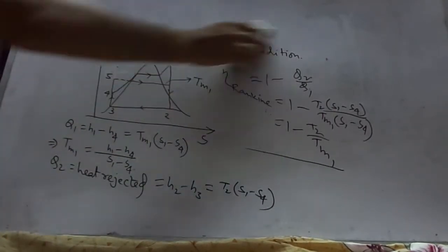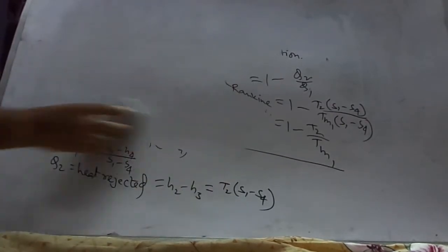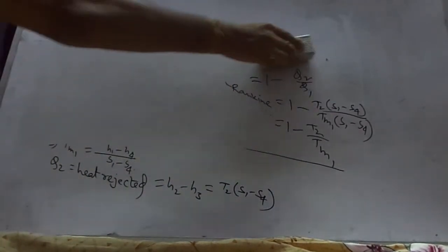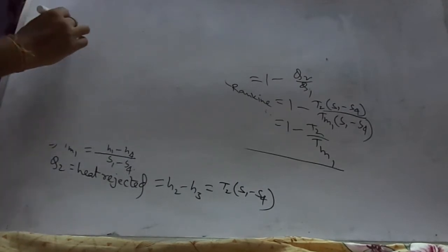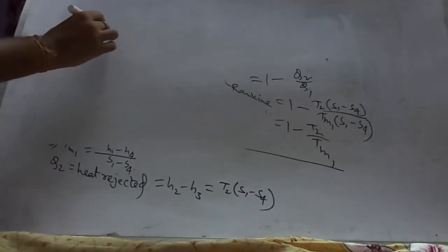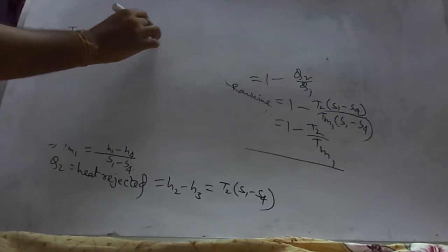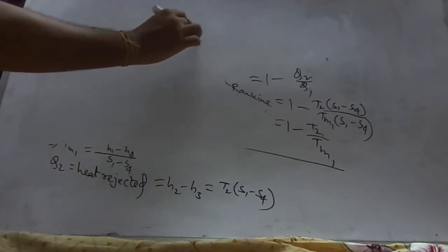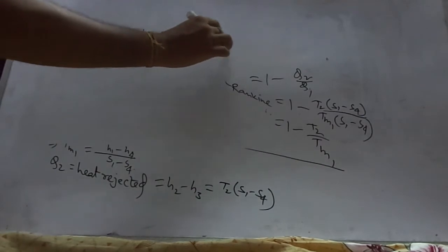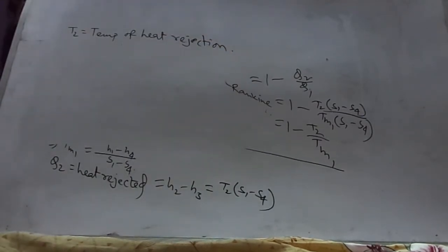T2 is the temperature of heat rejection. The lower is the T2 for a given Tm1, that is, the lower is the condenser pressure, the higher will be the efficiency of the Rankine cycle.